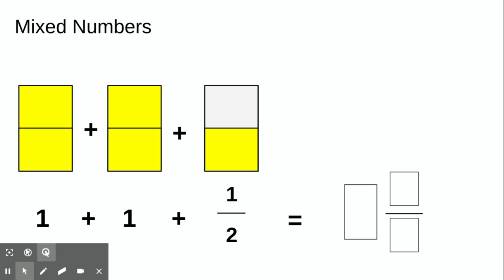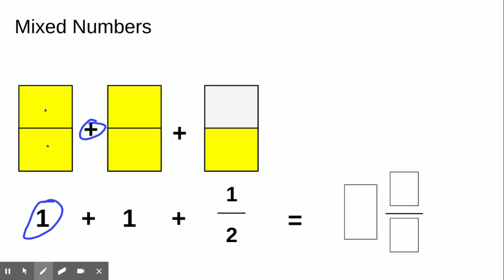Let's try another one. I see that this rectangle is split into 2 equal parts, 1, 2, and all 2 parts are shaded yellow. So I'm going to write it as 1. I'm not going to write it as 2 over 2. I'm going to write it as 1 because the whole shape is shaded yellow. So 1 plus, see this rectangle is split into 1, 2 equal parts, and both parts are shaded yellow. So I'm also going to represent that as 1, not 2 over 2, 1, because the whole rectangle is shaded yellow.